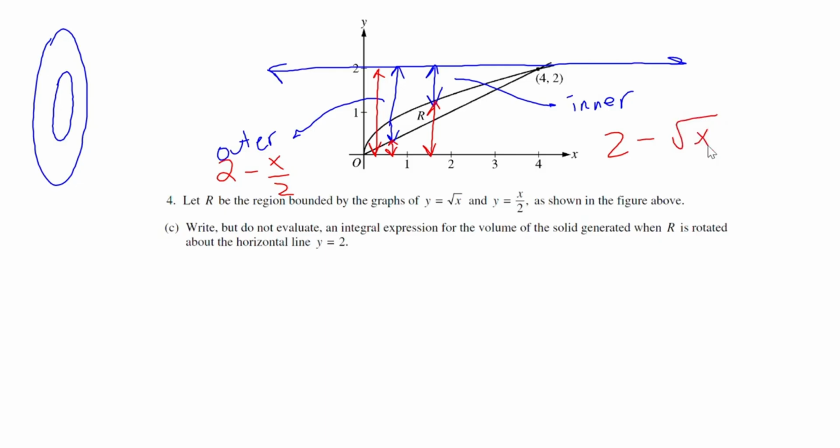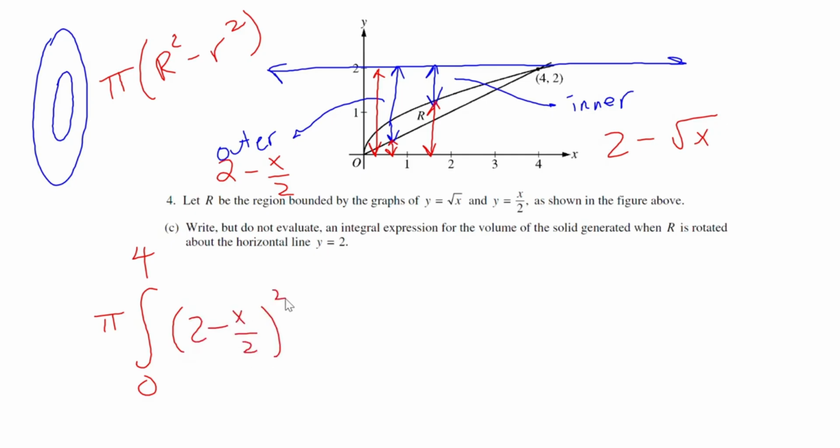And so the area of these cross sections, right, it's pi times the outer radius squared minus the inner radius squared integrated. So it's pi times the integral from 0 to 4, because that's still our limits, of our outer radius, 2 minus x over 2 squared, minus our inner radius of 2 minus root x squared dx. And thankfully, they don't ask us to do all the algebra and integration and arithmetic on this. That's the end of that one.